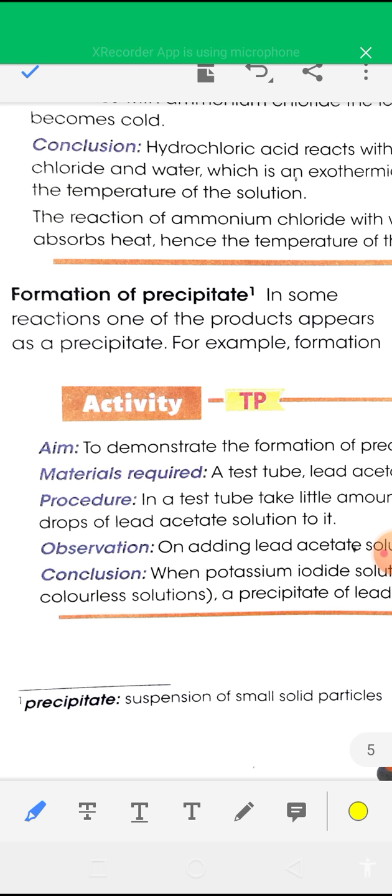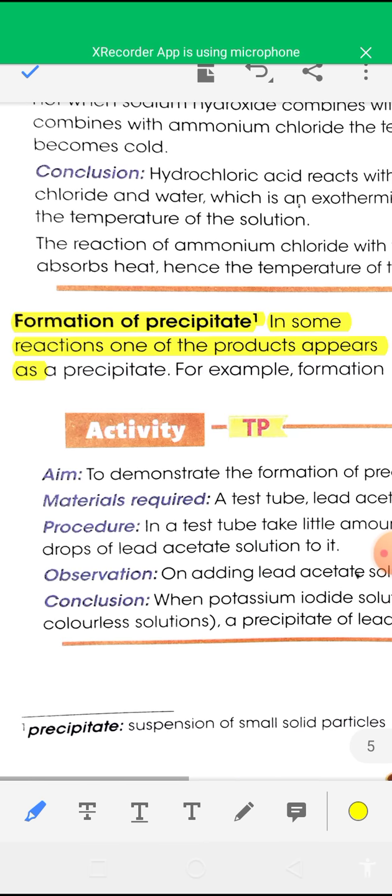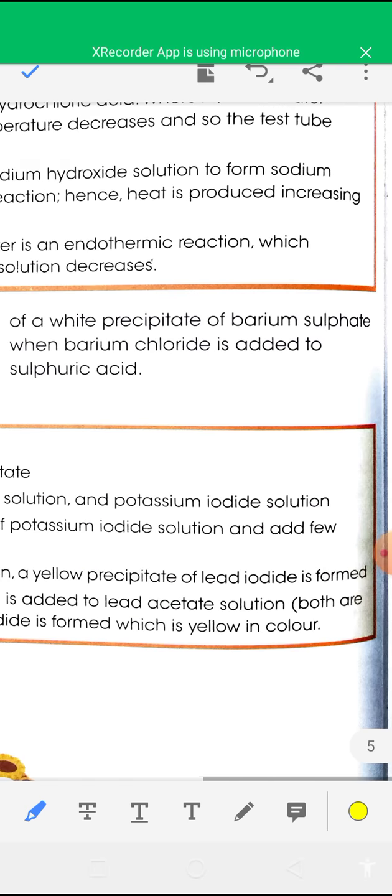And the last characteristic of a chemical reaction is formation of precipitate. What is a precipitate? It is a solid product formed after the reaction. So in some reactions, one of the products appears as a precipitate. Precipitate means solid product. So in some chemical reactions, a precipitate is formed.